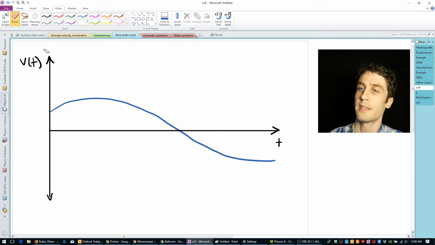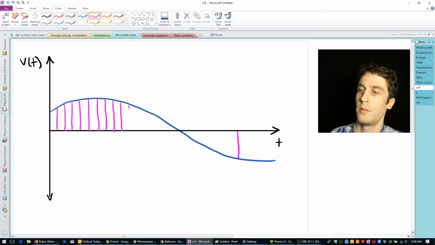Suppose this is our graph of velocity versus time, and I want the displacement up to this point. So we'll find the net area under the curve. What I'm going to do is chop it up into a bunch of little rectangles, like so. They're not rectangles yet, they're just lines. And continue to divide it. Okay, and if I've done this fairly carefully, I can now create the actual rectangles.